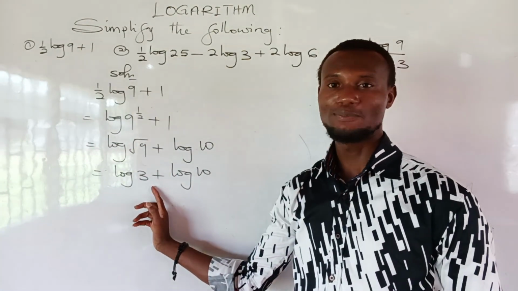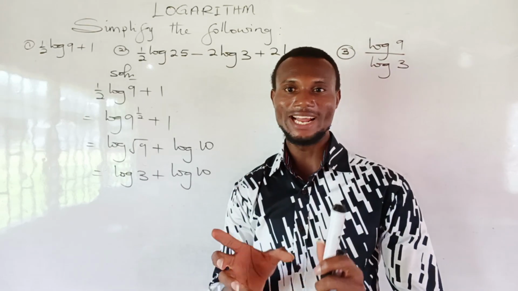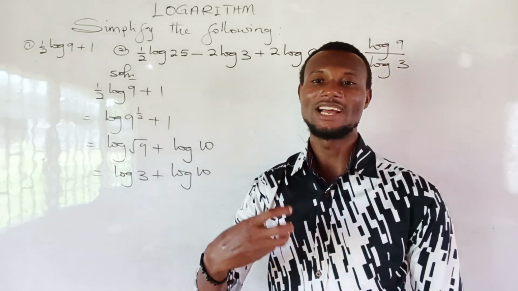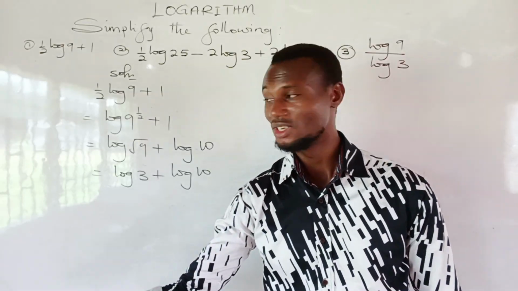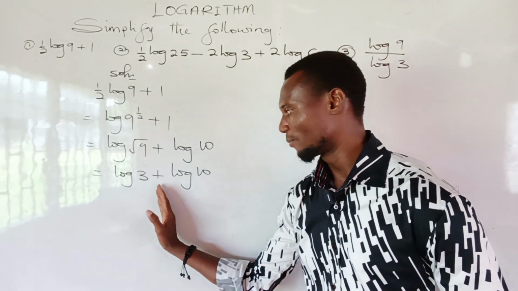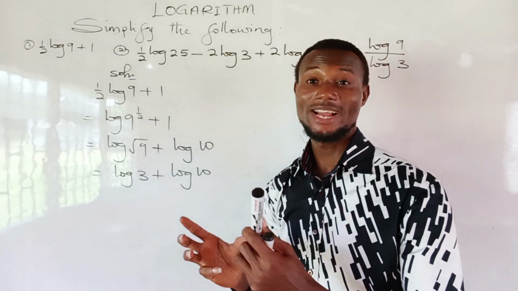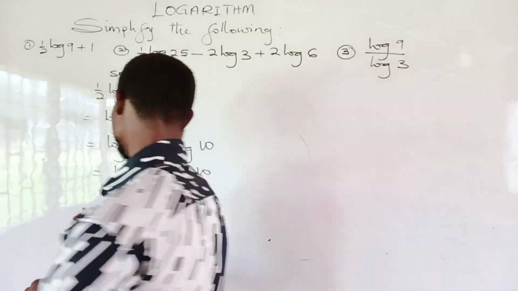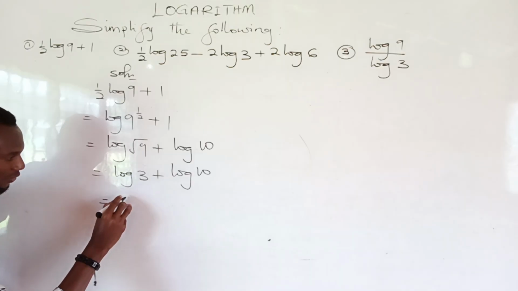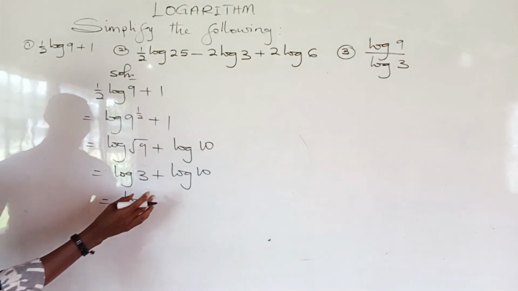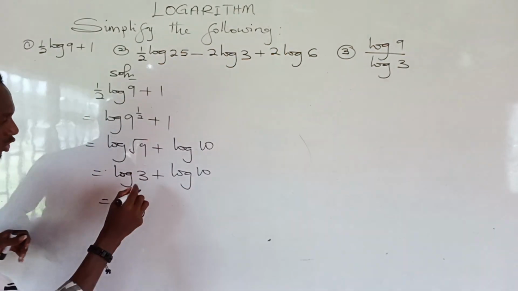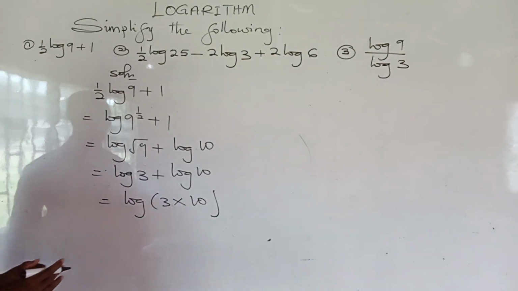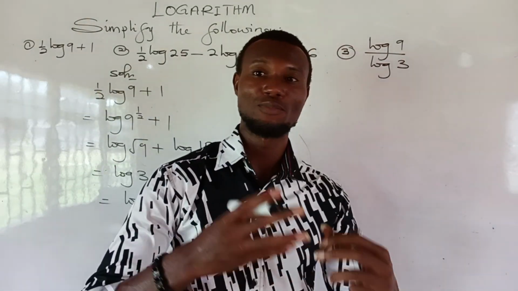Now, the next step is to apply the product rule, because I'm seeing addition here and I've explained the product rule a lot in the previous videos. Having log 3 plus log 10, it can be expressed in multiplication form. That's the product rule. So you simply write your log, then you multiply the numbers. So it's going to be 3 times 10. That is the product rule that we've learned in the previous video.